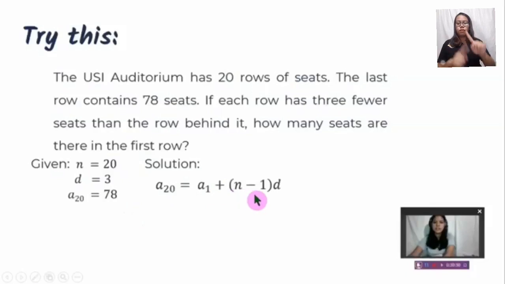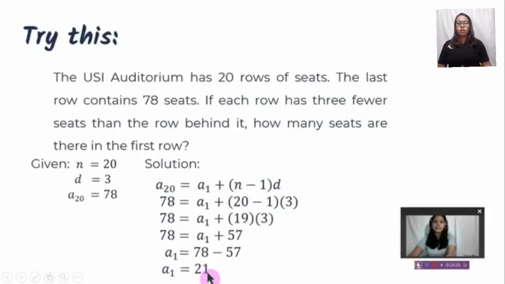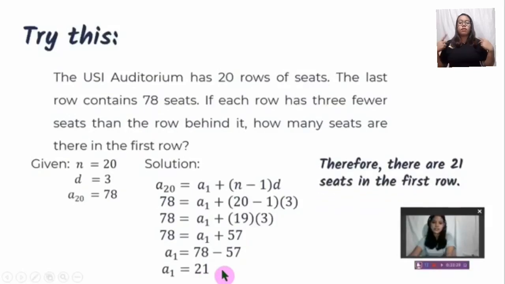a sub 1 plus the quantity n minus 1 times d is equal to a sub 20. So substitute: a sub 20 is 78, our n is 20, and our d is 3. Now we need to simplify first the numbers in the parentheses. 20 minus 1 is 19, and 19 times 3 is 57. And we need to transpose 57. 78 minus 57 is 21. So this means that there are 21 seats in the first row.